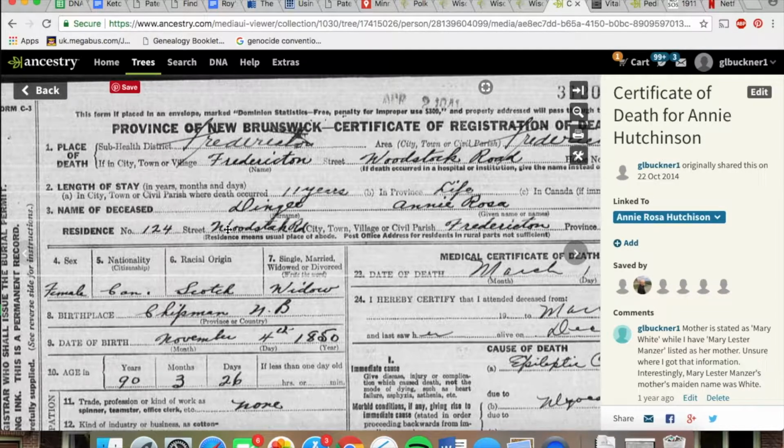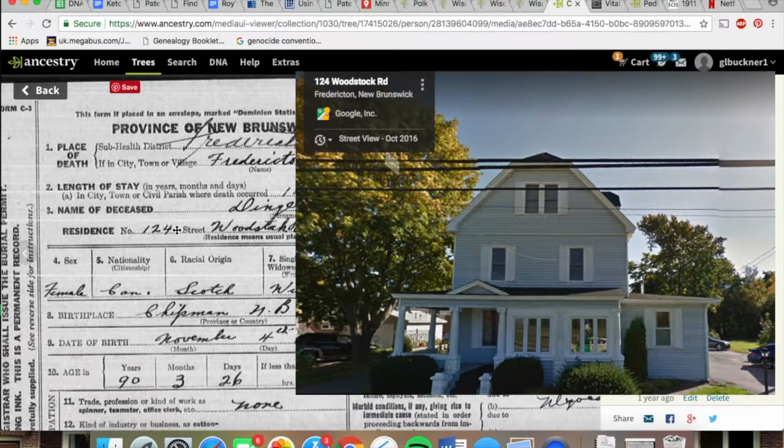I actually looked up this address on Google Street View, and it's still there. It's a beautiful house on a river in Fredericton, New Brunswick. That's where she lived. Really cool.